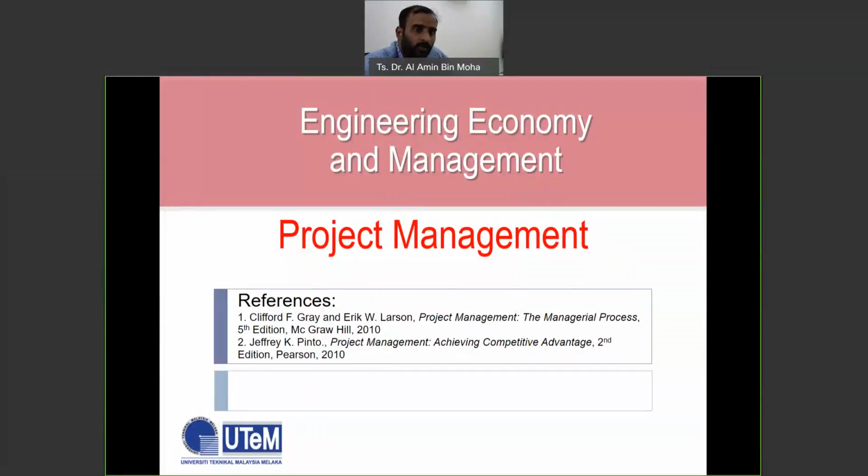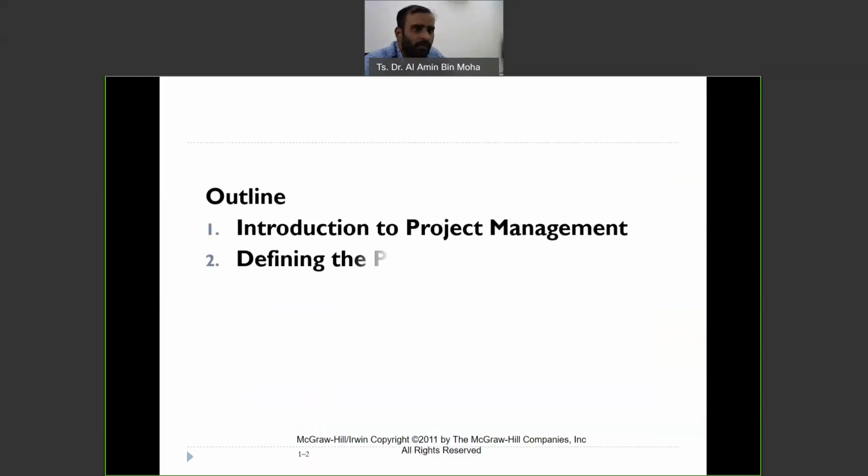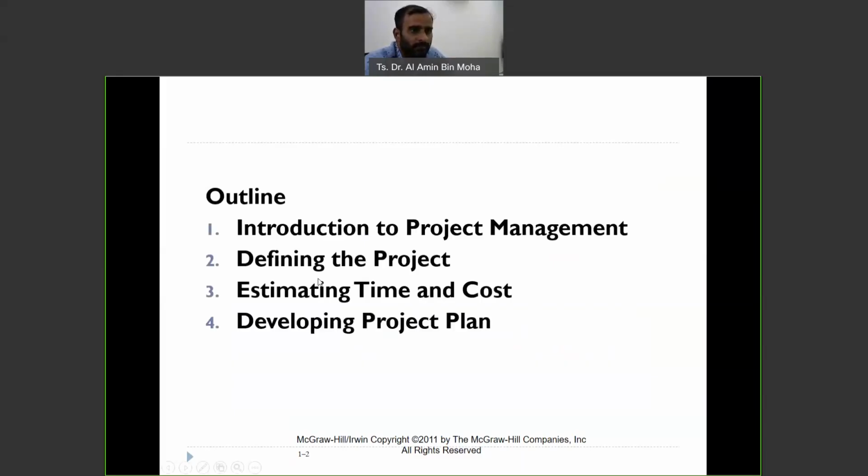So today we are going to go through the project management chapter. In this chapter, we are going to introduce you to project management and how we manage the project. This is a very important management part of the subject. We are going to have one assignment on this chapter. So this is the outline of this chapter.